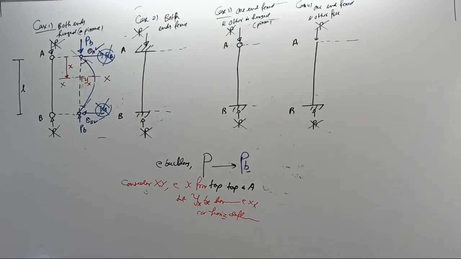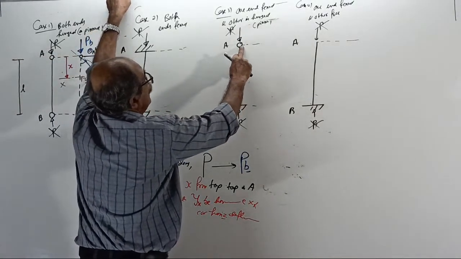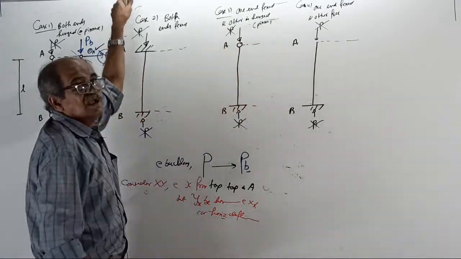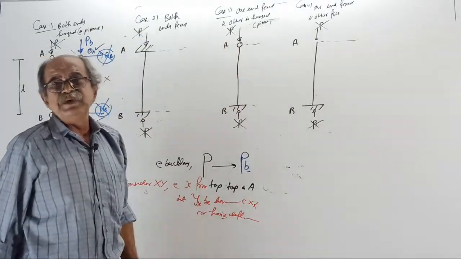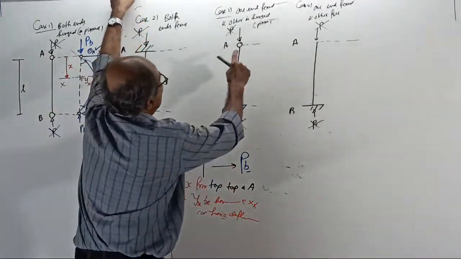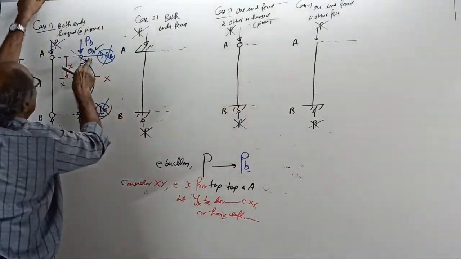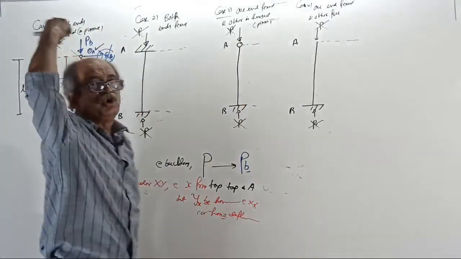I am telling this because later, when horizontal comes, some will ask, sir, last time you took a horizontal reaction here. Some people are troublemakers, but they can't create trouble for me. They may say, sir, you took a horizontal reaction here at the hinge. Yes, sir, here also a hinge. Why did you not take it? Go to my earlier class.